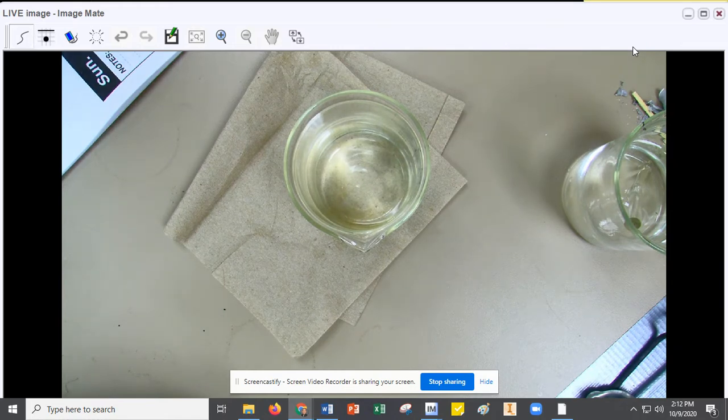Is that a chemical or a physical change? Explain which one.